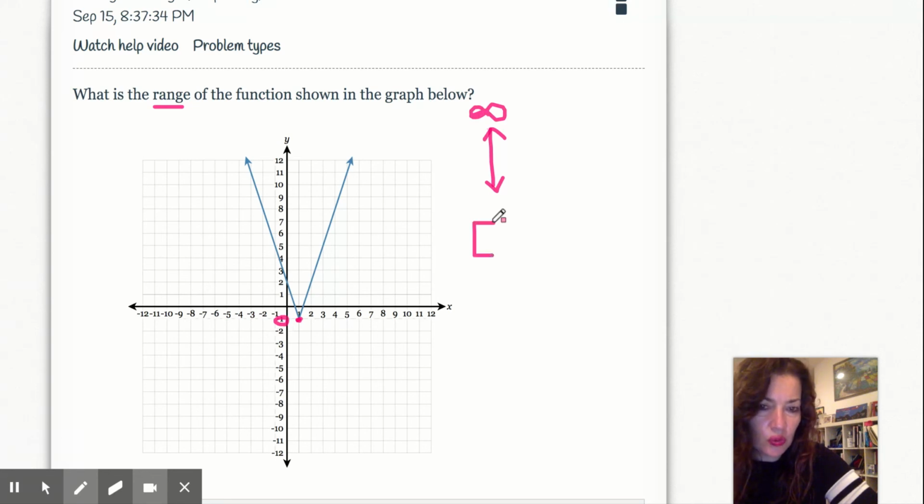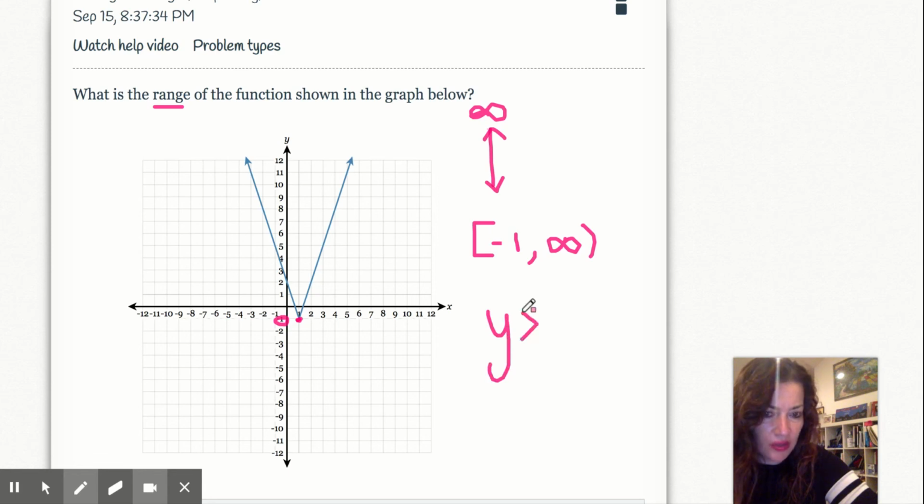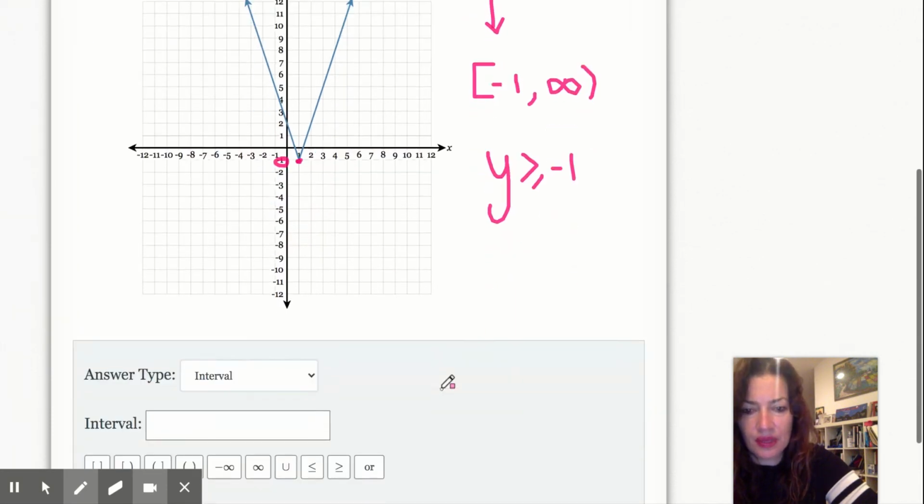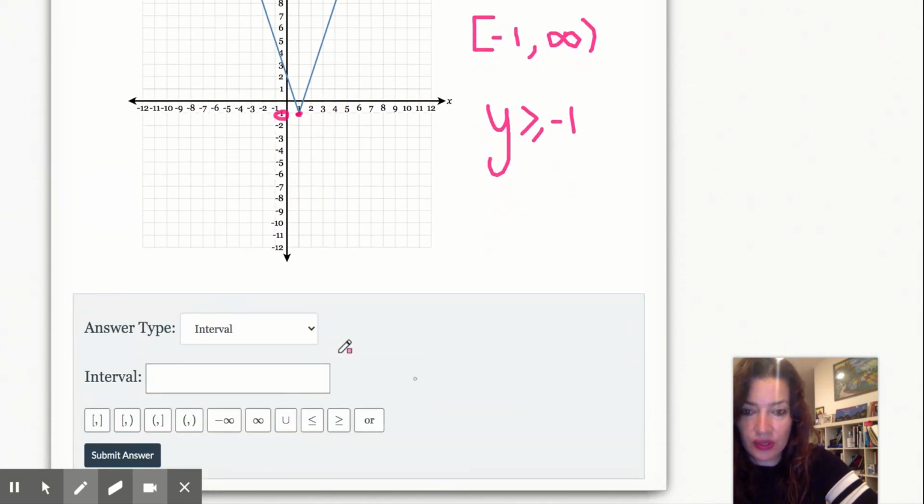So you can write a square bracket starting at -1, comma, infinity, round bracket. That would be one way to write it. Another way to write it is, make sure you write y because it is the range: you can just say y is greater than or equal to -1. All right, so let's go ahead and submit this and see. Oh, we didn't write it here.